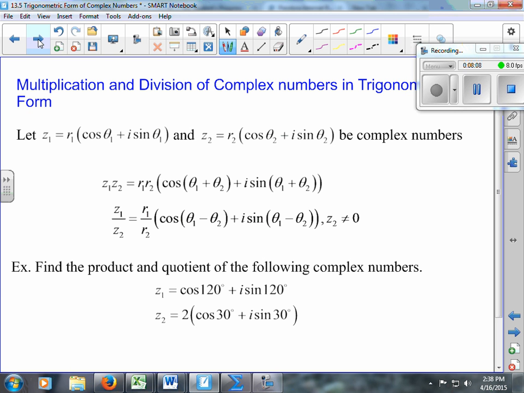to show you how the multiplication and the division works when the complex number is written in trig form. So this right here is our definition of how to multiply two complex numbers and how to divide two complex numbers when those numbers are written in trig form. And the way it works is you just either multiply or divide their modulus, and then you either add or subtract their angles. And that's it. It's as simple as that. It's what you would want it to be.